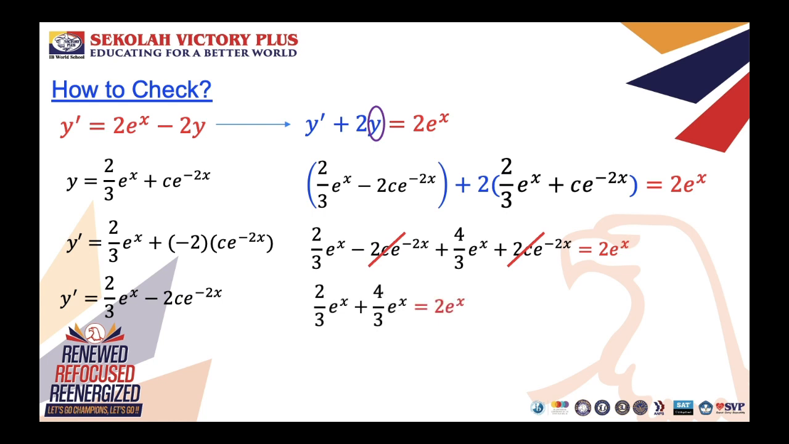So what's left would be this. And then when you combine the fractions, you will get this one. Simplifying it, you'll get this. Therefore, the two equations are equal, telling us that this answer indeed is correct. And this is how to check if your answer is correct or not.